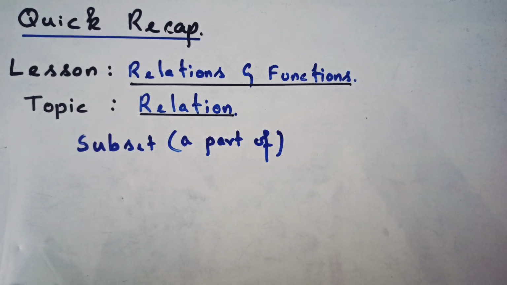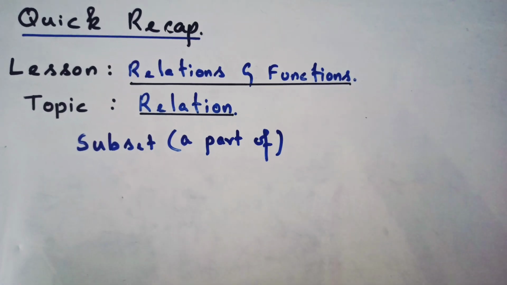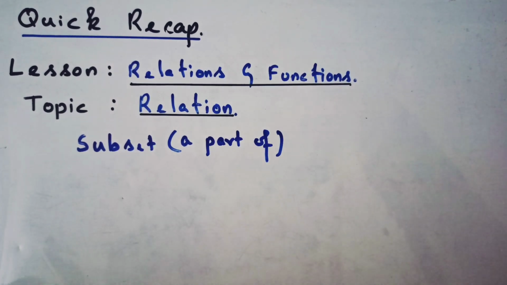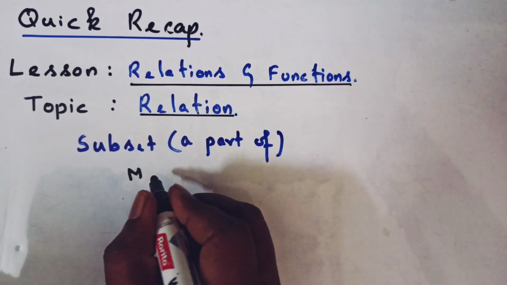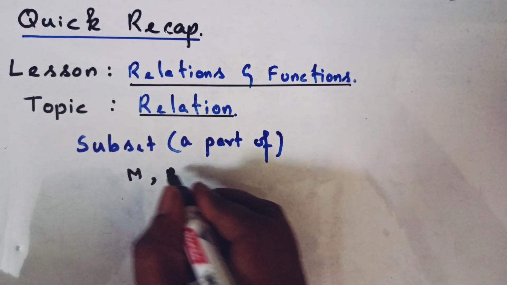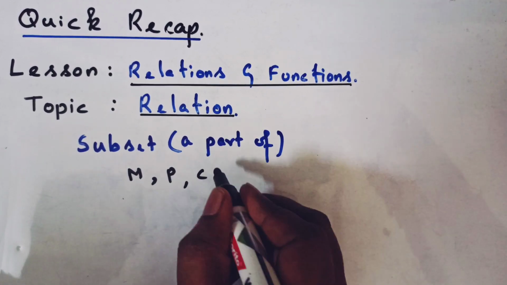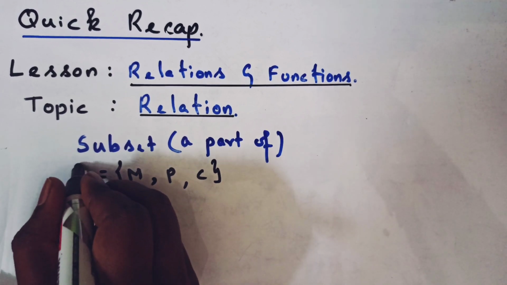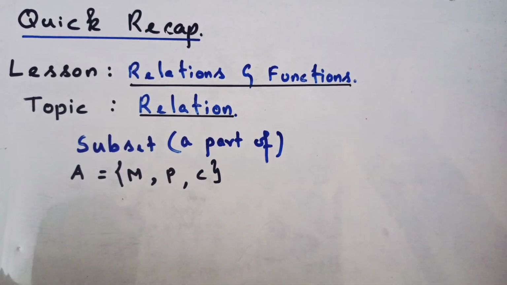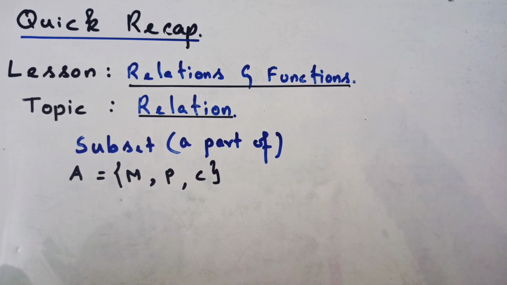To explain it better, let's start this with a scenario. I'm going to conduct a survey on students' favorite subject among maths, physics and chemistry. Let's refer to them as M Maths, P Physics and C Chemistry, and I'm going to name the set as A.